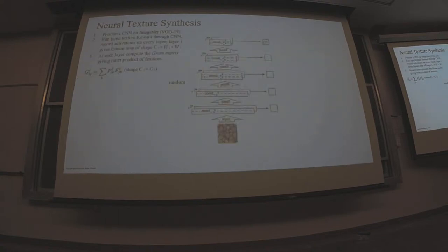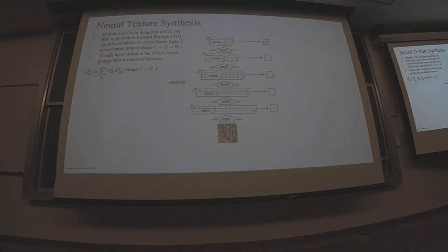And so how do we actually use it in practice? We have some pre-trained network, and then we pass our style through the network. And then at each layer, we're computing these gram matrices, right? These gram matrices, again, are giving us information about how we can transfer that style.